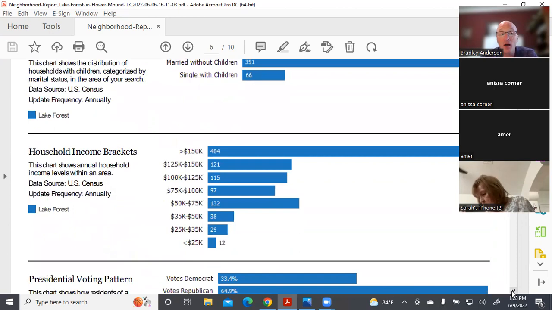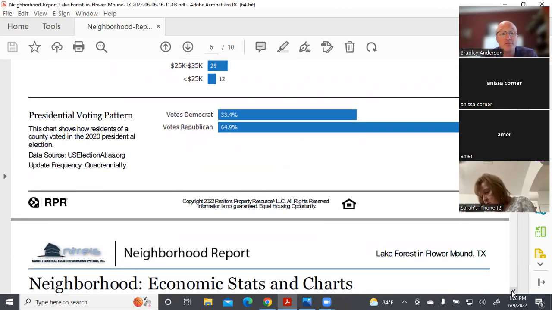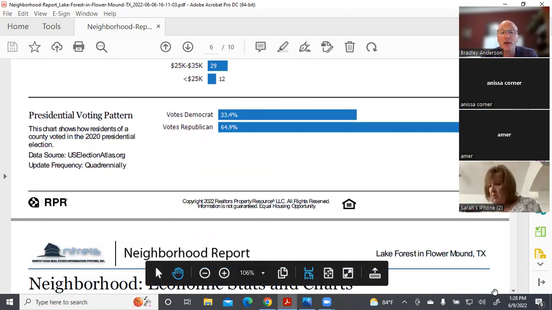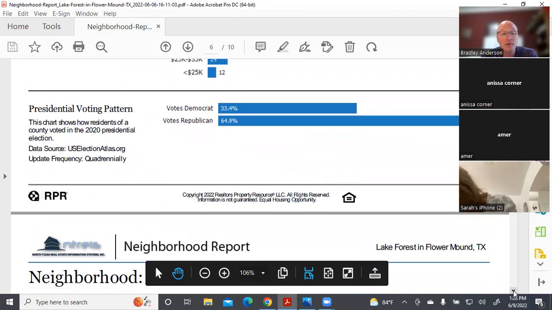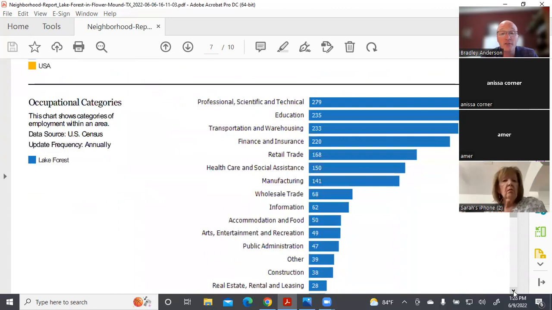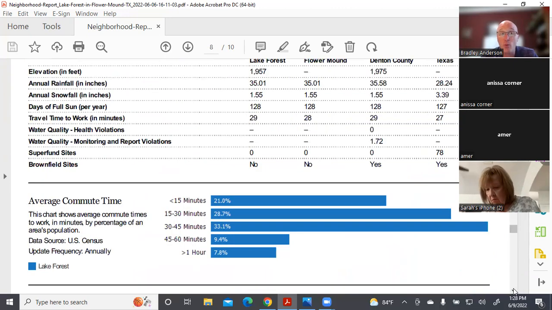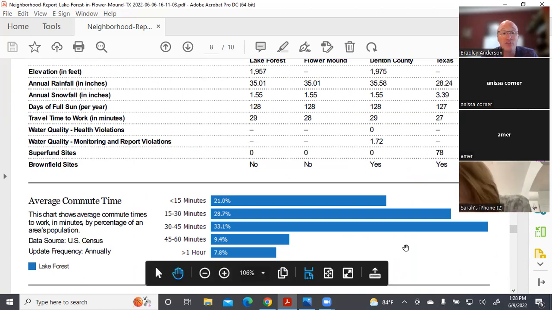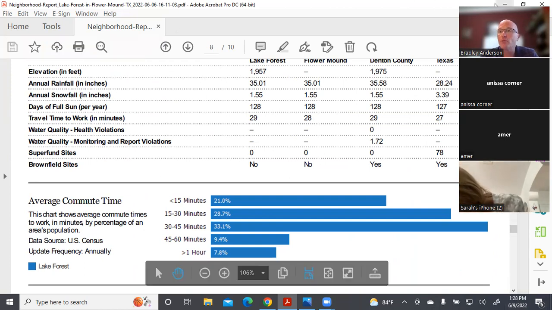I wouldn't comment on voting records. Yeah, presidential voting record, all that, right? You don't want to get too deep in the weeds there. But this is great information as a basis for your clients to make decisions on where they might want to be. Okay, this is 10 pages long. It's a great, great report. Okay, so any questions on the RPR report?